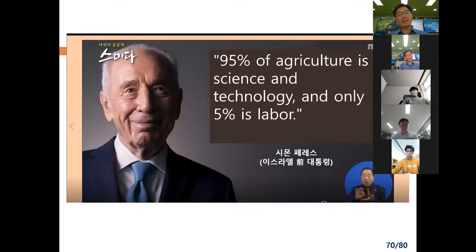Do you know Simon Peres? He served as a prime minister and the president of Israel and died in 2016 at the age of 92. He said, 95% of agriculture is science and technology, and just 5% is labor. I think he was absolutely right.